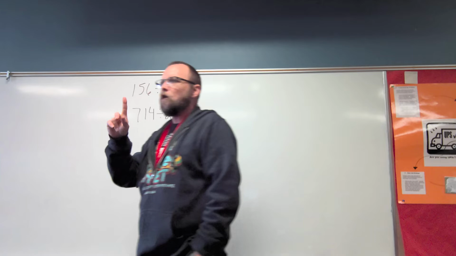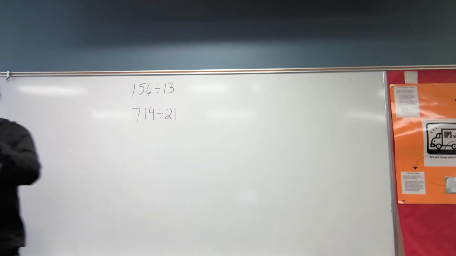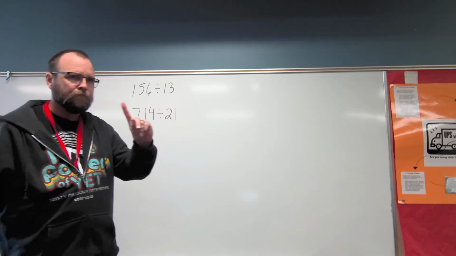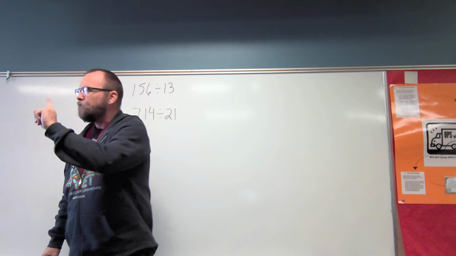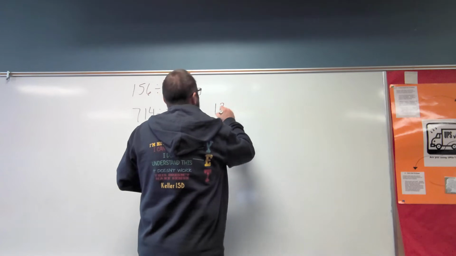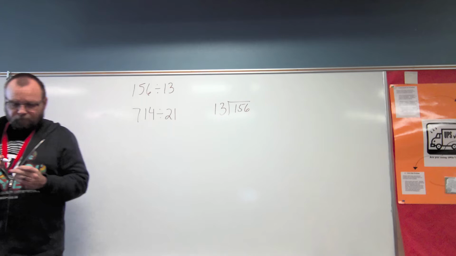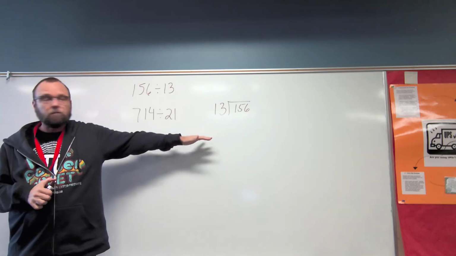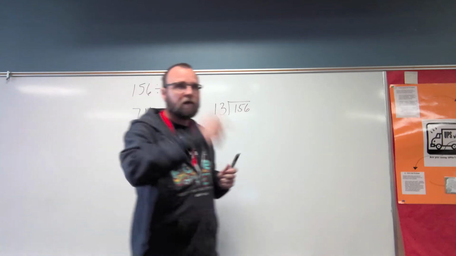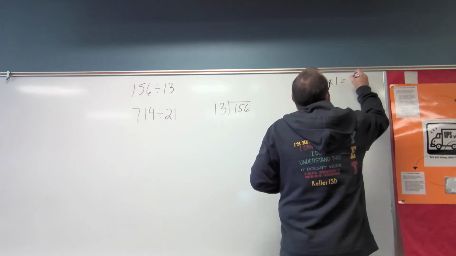But what we're going to start with is I'm going to show you the most difficult part of division. That's what I'm going to start with. So we're going to take this first problem, and we have 156 divided by 13. That's not the difficult part. That's just the problem. The difficult part is we're going to list the multiples of 13 up to 9.